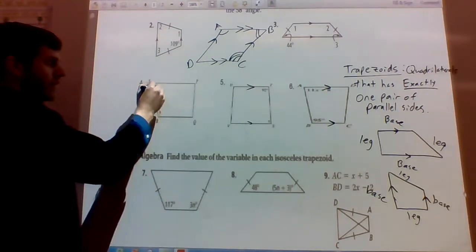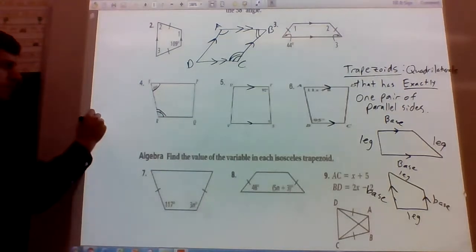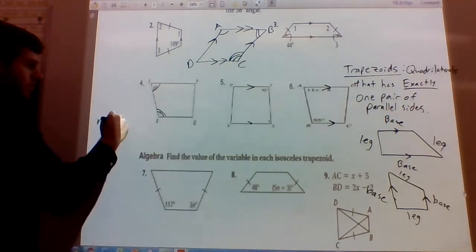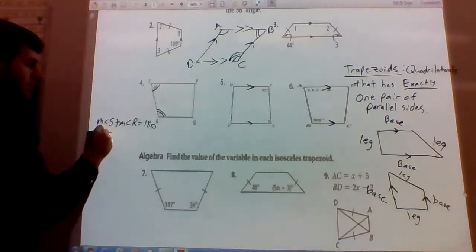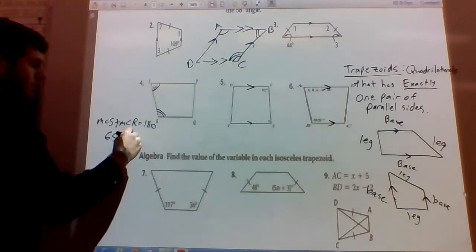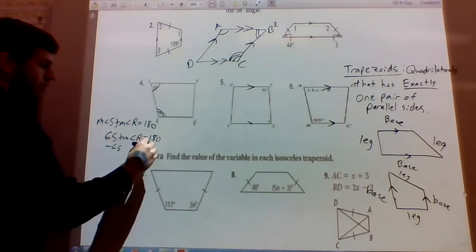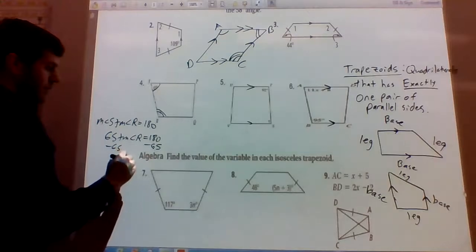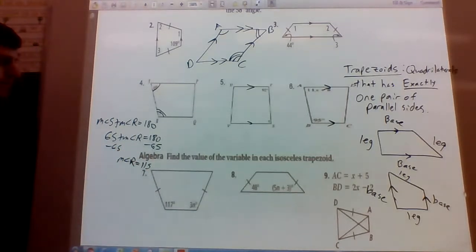So we know S and R are going to be supplementary, so they're going to add up to 180. So the measure of angle S plus the measure of angle R is going to equal 180. We know the measure of angle S is 65. So if we do 180 minus 65, we're going to get the measure of angle R to be 115.